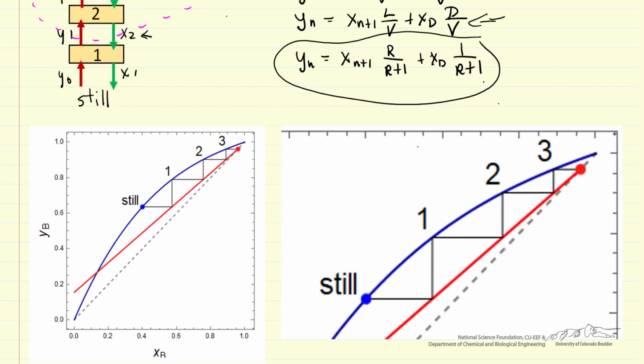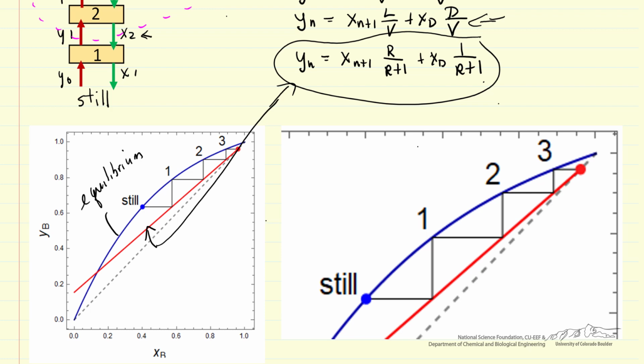So on the left, I've shown the complete diagram. This line then is this equation, the operating line. This curve is the equilibrium expression, for example, Raoult's law, something that relates the mole fraction of vapor phase to the mole fraction of liquid phase at equilibrium. And then what we're showing is how we step off the stages. So we can determine what would be the distillate mole fraction that we collect for this setup.